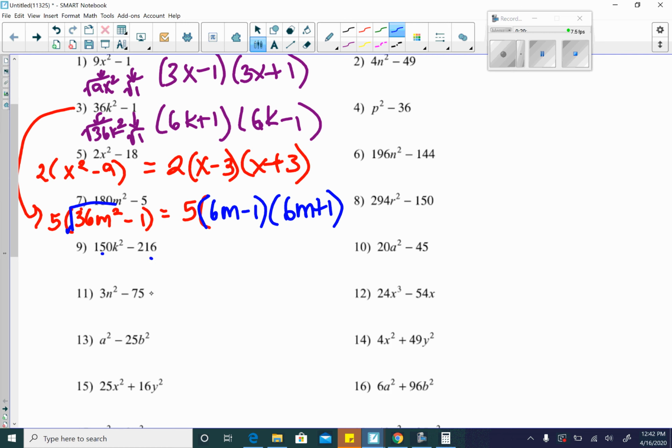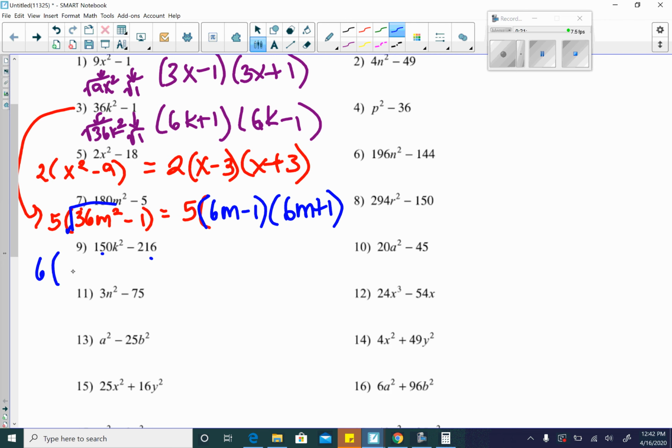All right, let's come here. Do I have a GCF? Absolutely. It might take you a little bit to find that GCF. Okay? I can't just divide by 216, or I can't just divide by 150. Let's see. What are some things here? Maybe you try 5. Maybe you try 3. 6 is a good GCF here.